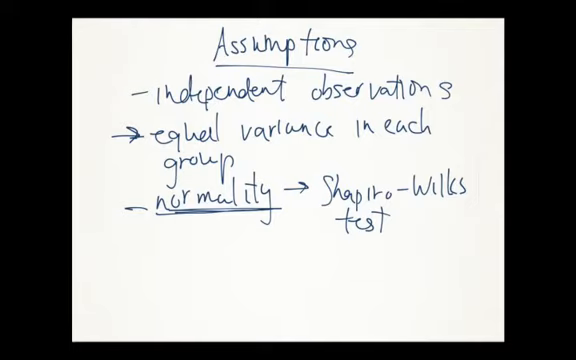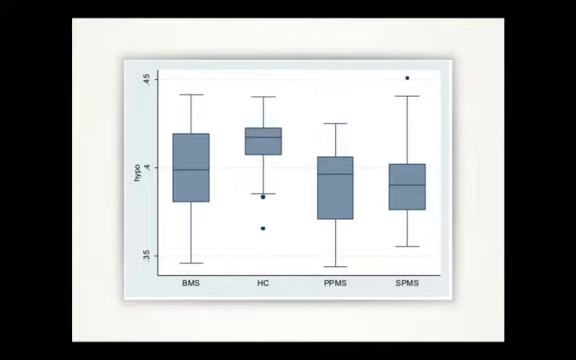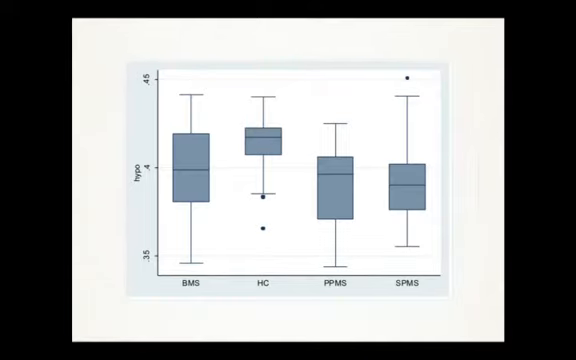And usually graphs are actually very helpful with this. So once you have a reasonable sample size, you can take a look at the graph and what that looks like. So here's a box plot of our 4 different groups: healthy controls, benign MS, secondary progressive, and primary progressive.